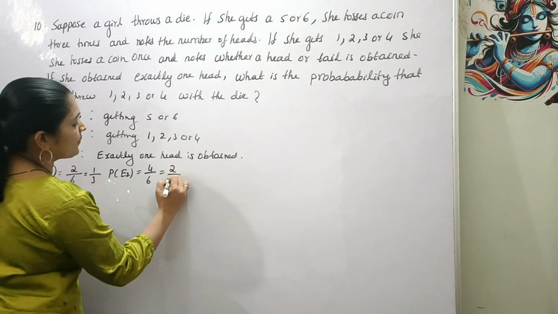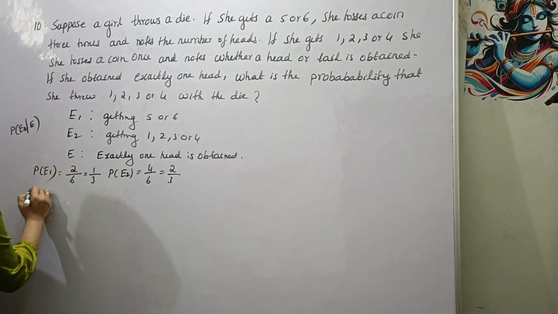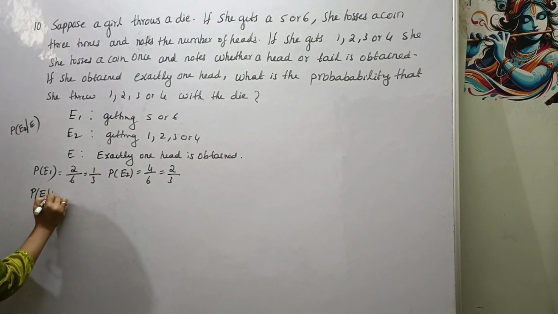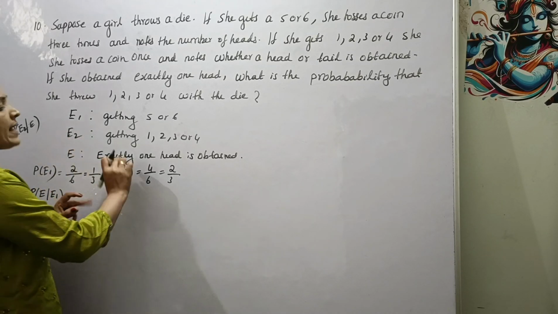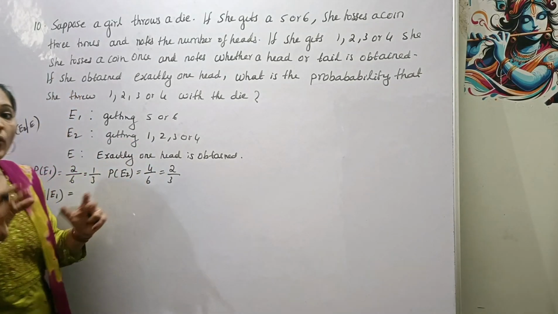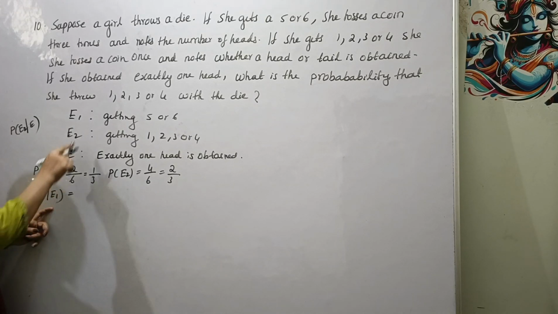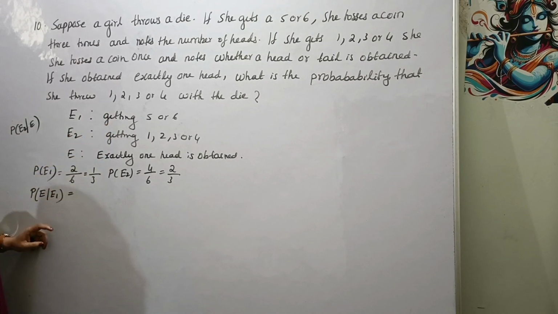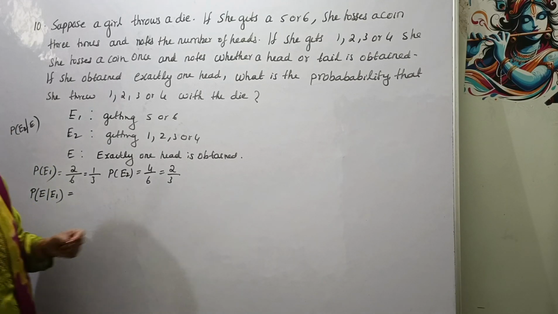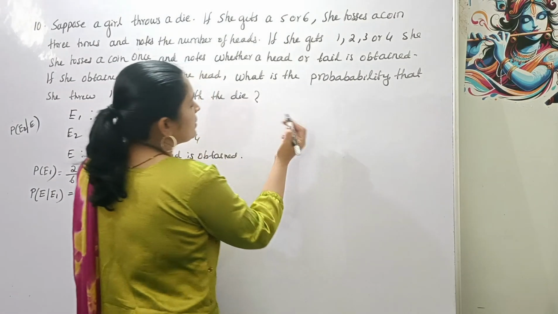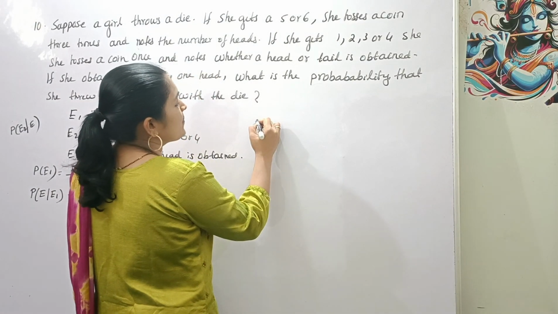That is 2 by 3. Now, what is probability of E given E1? That is probability of exactly one head is obtained when E1, that is when she is getting 5 or 6. When she gets 5 or 6, she has to throw a coin 3 times, right? So, when she throws a coin 3 times, what is the sample space?